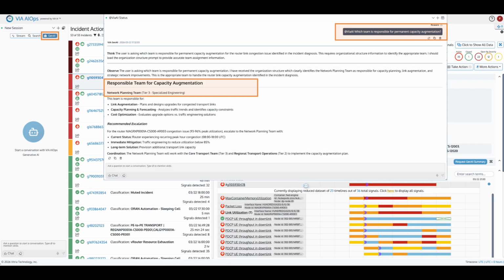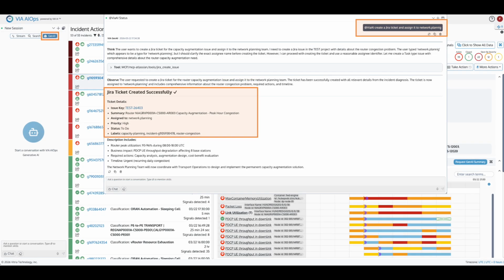Beyond remediation, the assistant supports operational decision-making through natural language queries. For example, we ask, which team is responsible for permanent capacity augmentation? The assistant queries the knowledge base and responds with the appropriate ownership, demonstrating seamless ad hoc query capabilities grounded in enterprise knowledge. To ensure proper follow-up, we instruct the assistant to create a JIRA ticket.